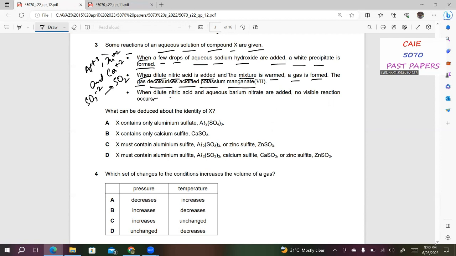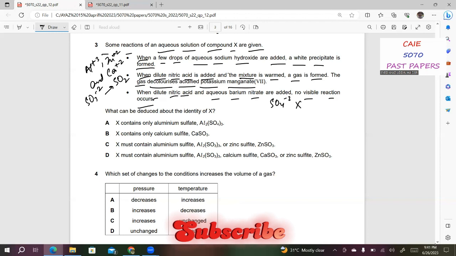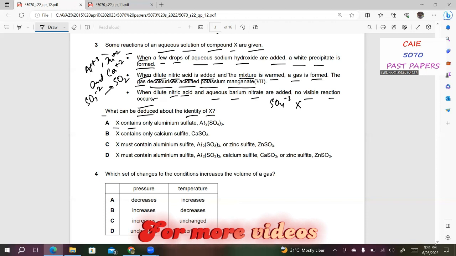When dilute nitric acid and aqueous barium nitrate are added, no visible reaction occurs. This test is for the presence of sulfate ion. So sulfate ion is absent. What can be deduced about the identity of X? A. X contains only aluminum sulfate, Al2(SO4)3. Wrong, because it must contain Zn2+ and Ca2+ also.